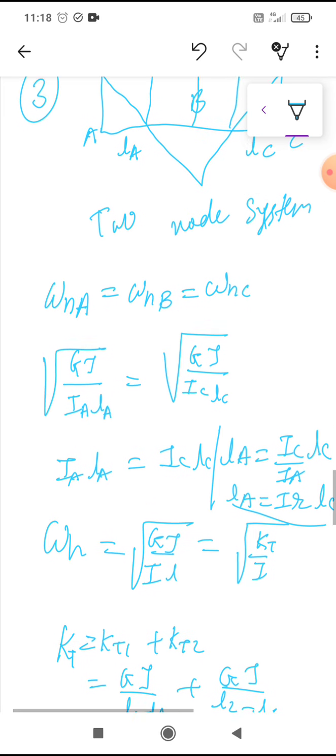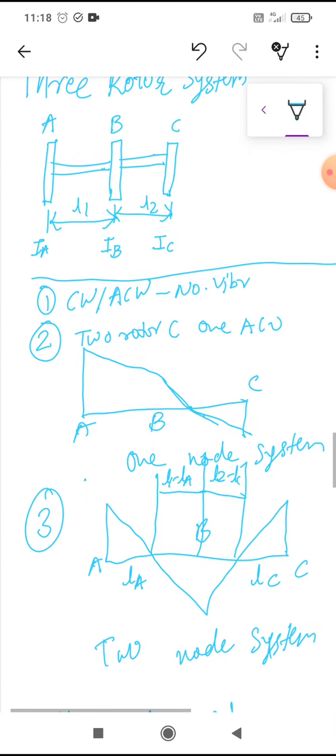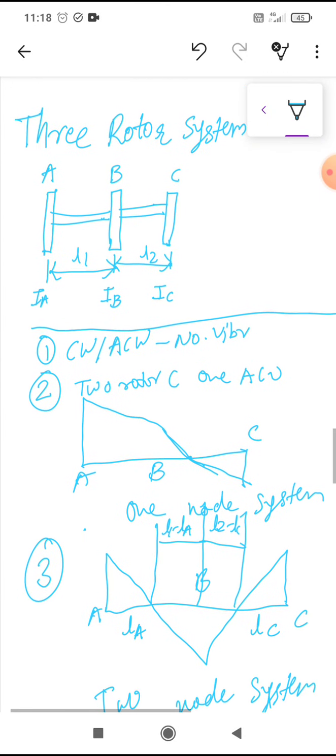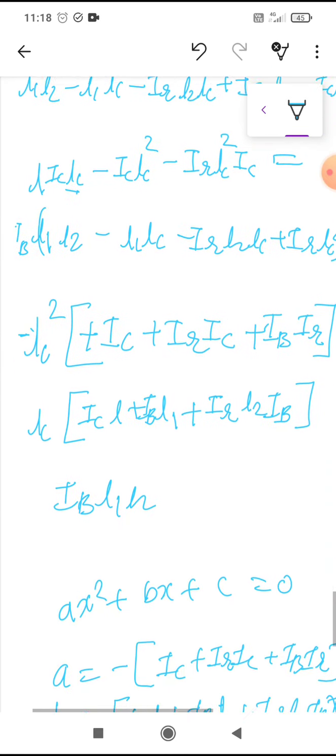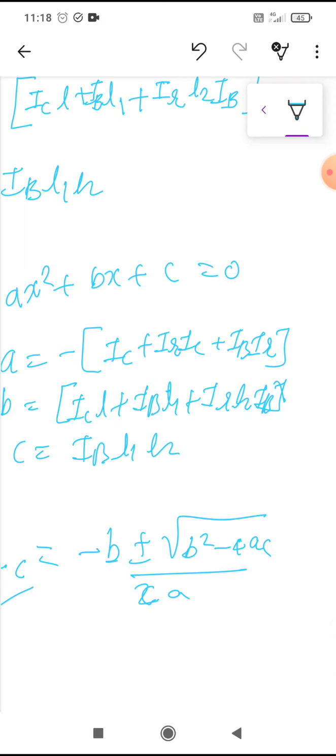I hope you understood this little bit complicated theory, but it is worth it. In the next lecture, we will see other torsionally geared systems and other theories. I hope you understood this lecture, and thank you very much.